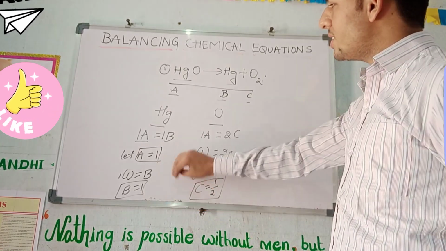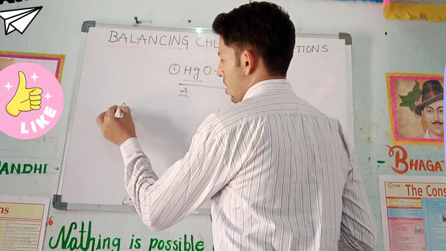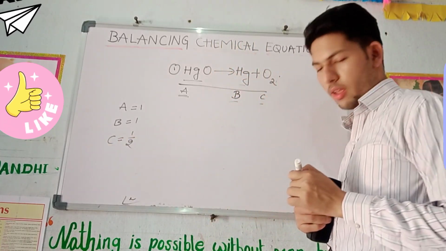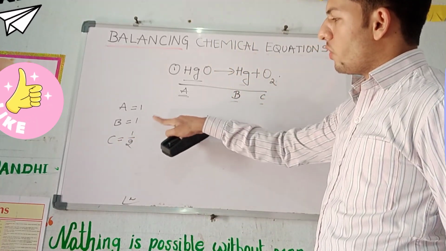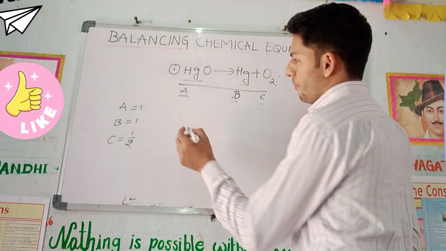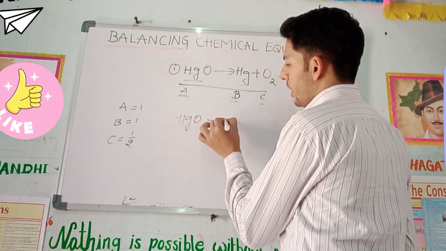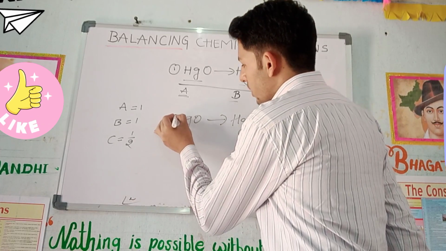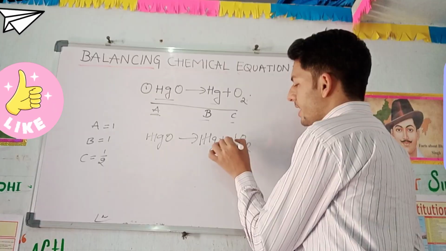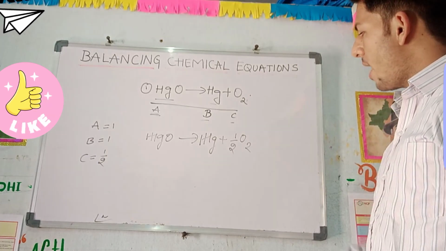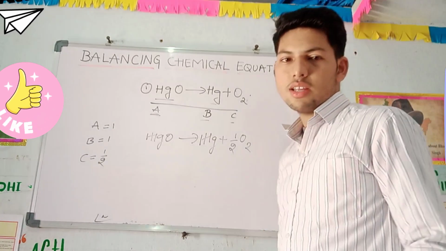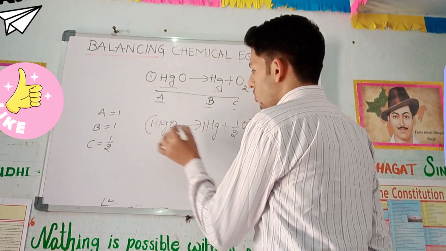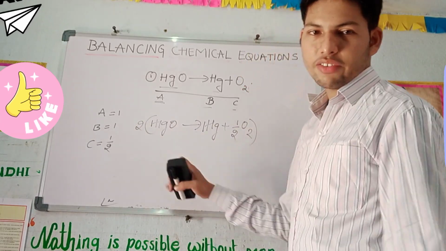Now let's substitute these values in the equation. Here we have A equals 1, B equals 1, C equals 1 by 2. In the equation, HgO gives Hg plus O2, A gets 1, B gets 1, and C gets 1 by 2. Now an element cannot be half, so let's remove this 2. How can we remove this 2? Just by multiplying the equation by 2.